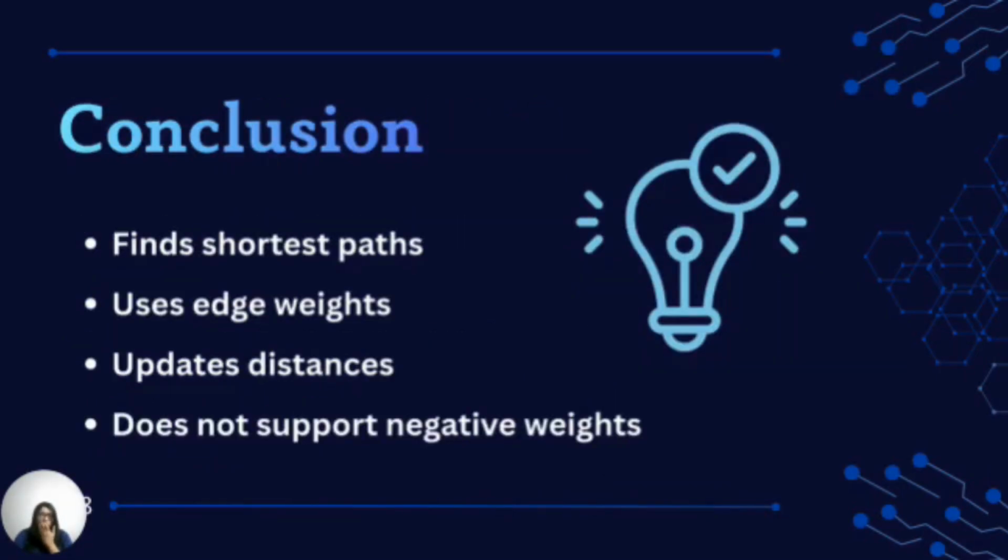To conclude, Dijkstra's algorithm is one of the most important graph algorithms in computer science. It helps find the shortest path between locations. It uses edge weights to compare routes. It updates distances step by step until the best paths are found. Although it cannot handle negative weights, it remains one of the most widely used shortest path algorithms today.